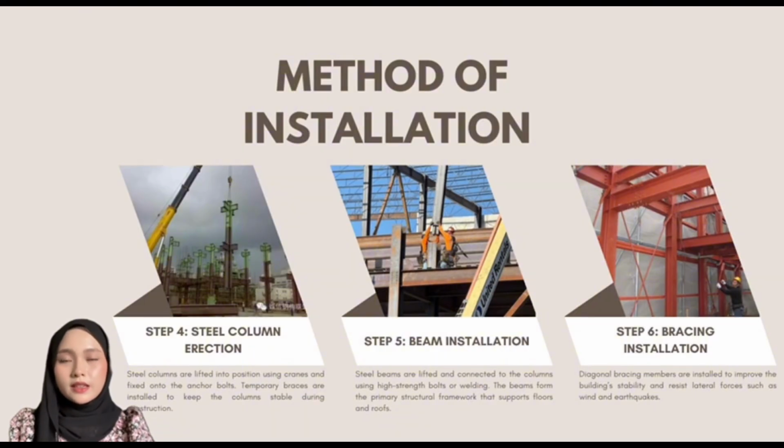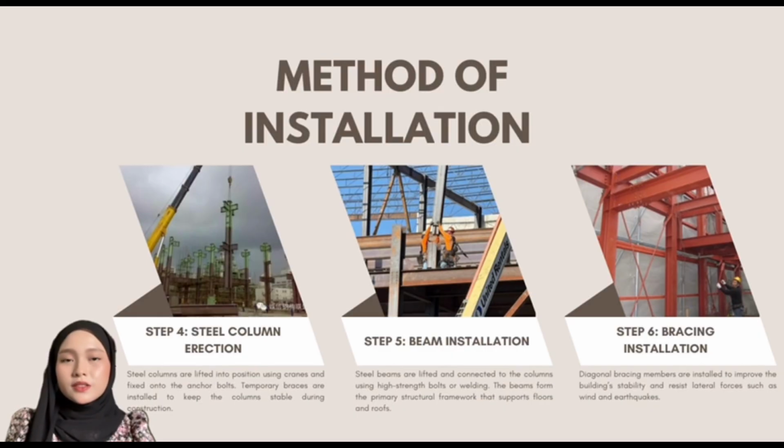Next, step 5 is beam installation. Steel beams are lifted by cranes and connected to the steel columns using high-strength bolts or welding. These beams form the primary structural framework that supports the floors and roof of the building.